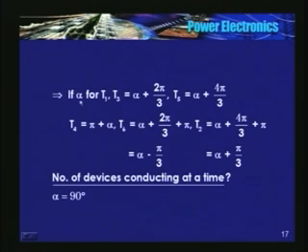So T1 is triggered at alpha, T2 is triggered at alpha plus pi by 3, 60 degrees, T3 is triggered at alpha plus 2 pi by 3, 120 degrees, T4 at alpha plus 180 degrees, T5 at alpha plus 4 pi by 3, because pi plus alpha plus 60 degrees, and so on.